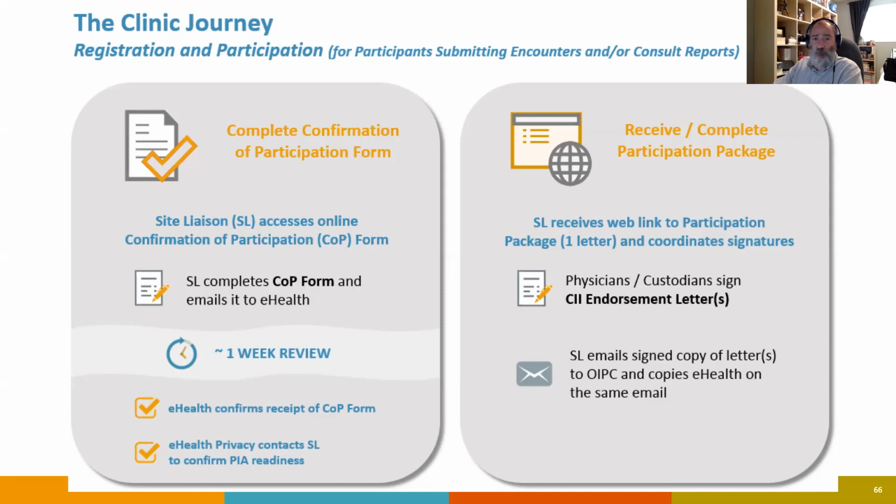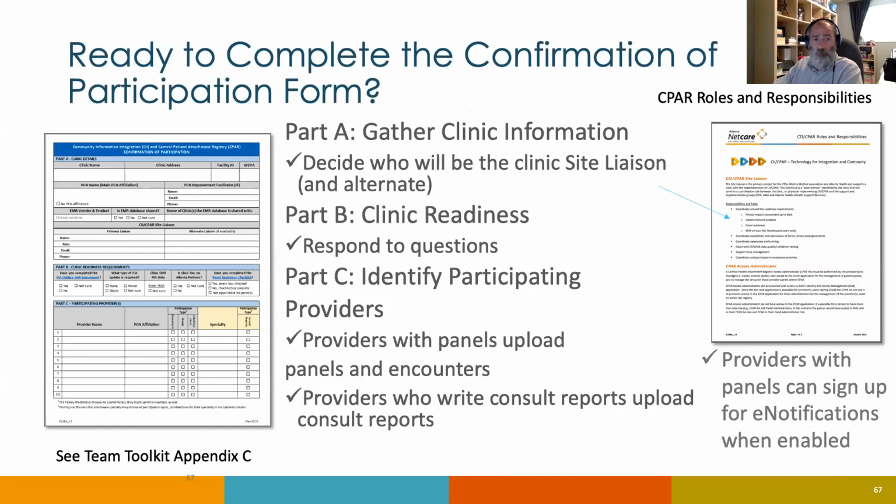And I mentioned that the first form is the confirmation of participation form. It's a pretty easy form to fill out, but there's a couple of things that people sometimes stumble over. The front of the form is basically clinic and provider information. There are fields for facility ID and WDFA. People don't always know what those are, but you'll learn what those are as you go through the training. That information can be put in there.